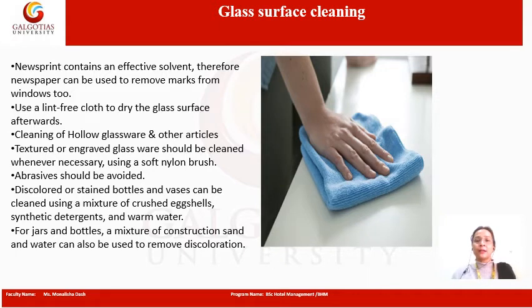Now coming to the glass surface cleaning. Newsprint contains an effective solvent, therefore newspaper can be used to remove marks from the window too. As you just watched in the last step, the third stage, the newspaper was being used to clean the area. Why? Because it contains an effective solvent. Next comes: use a lint-free cloth to dry the glass surface afterward. After that, a dry cloth is supposed to be always used in order to bring the shine back and to get the surface dry.